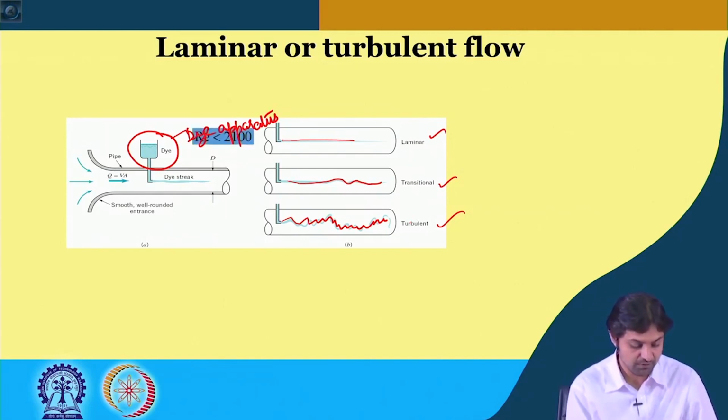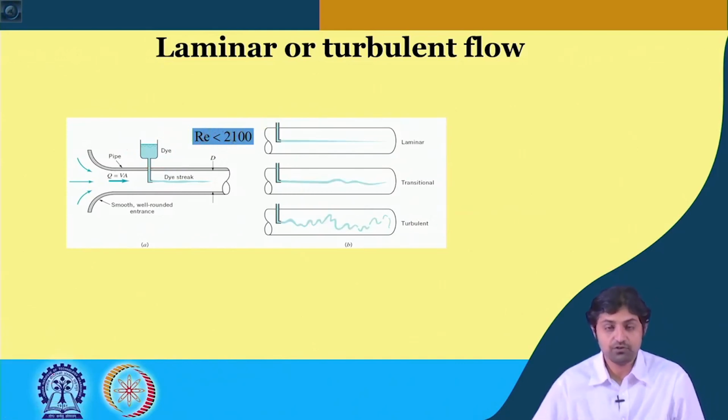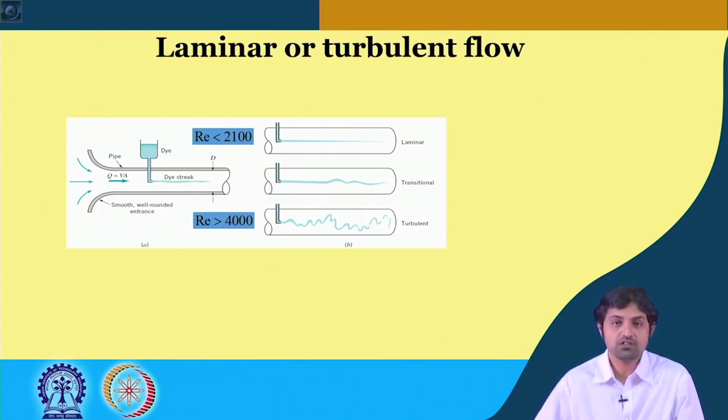It has been found that for laminar flow the Reynolds number should be less than 2100. This is an important Reynolds number that I expect you to remember. So, for flow in pipes the Reynolds number should be less than 2100 to be laminar, whereas for turbulent flow, if the Reynolds number is greater than 4000, that flow is definitely turbulent, and for the range between 2100 and 4000 Reynolds number, the flow is transitional.